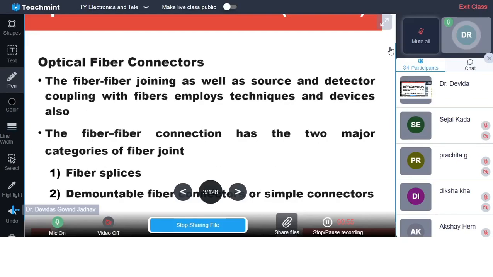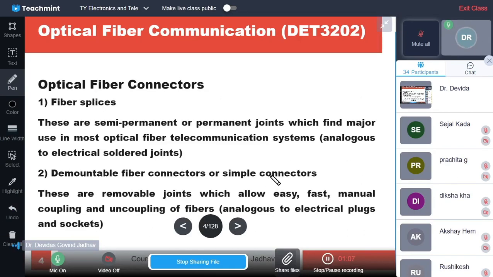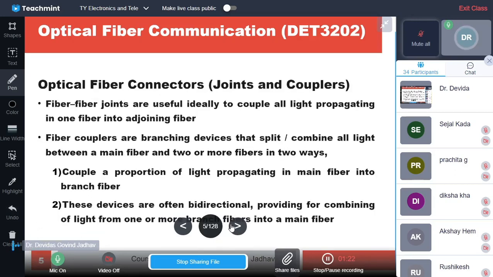So as we have already discussed all these details, fiber connectors are there for connecting the fiber. Splices and demountable fiber connectors are the two types. Fiber splices are semi-permanent, permanent, and demountable are easy and faster, and manual coupling is possible, and they are removable. Couplers are also there along with this. Couplers are one fiber to multiple fiber to one fiber, combiner or sharing mechanism.